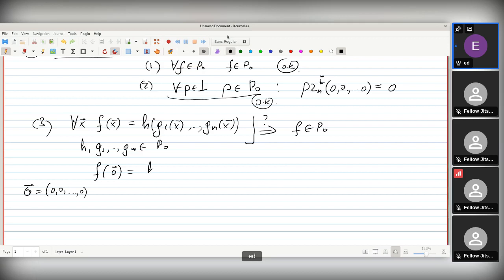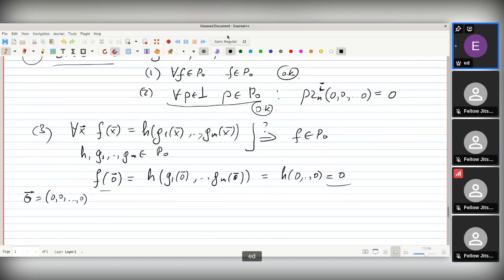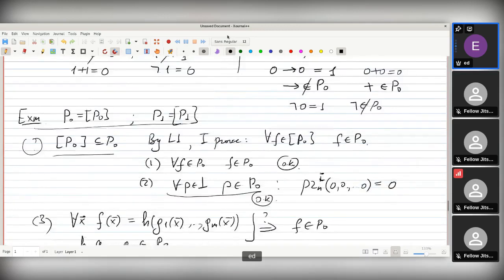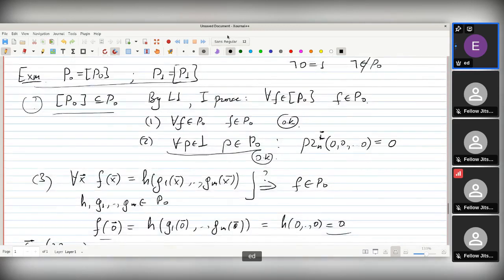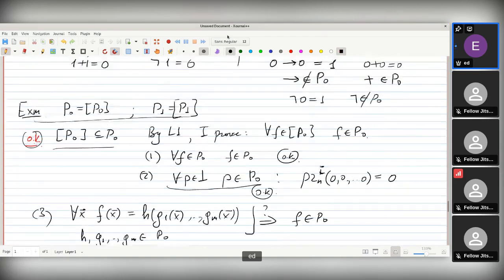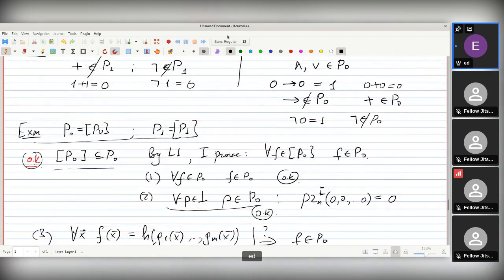So what do we have here? We have h of g1 of all zeros and so on, gm of all zeros. But g of all zeros is zero, so I will obtain h of all zeros, hence it is zero. All these properties are satisfied, hence we see that P0 is indeed closed. Its closure is included into itself, hence its closure equals itself. Is it clear?